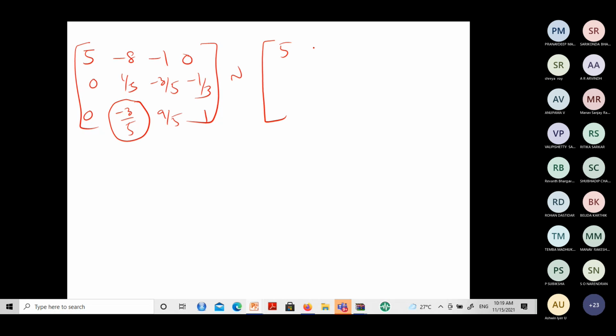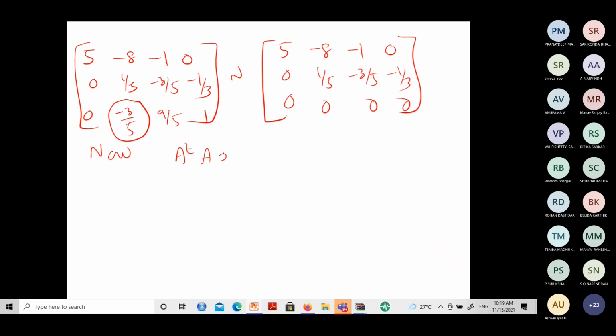Still Gaussian elimination is not over. So what should be done? R3 goes to R3 plus 3R2, right? If you multiply this by 3 and add with this, it becomes 0. So finally, you are left with only 2 equations here. So now A transpose AX equal to A transpose B changes, right?